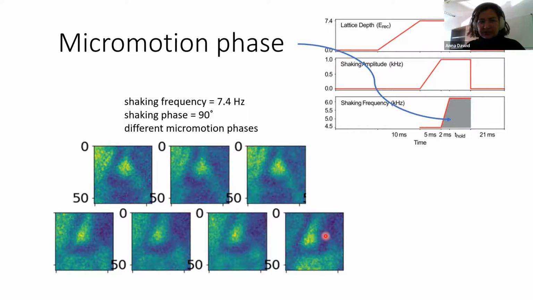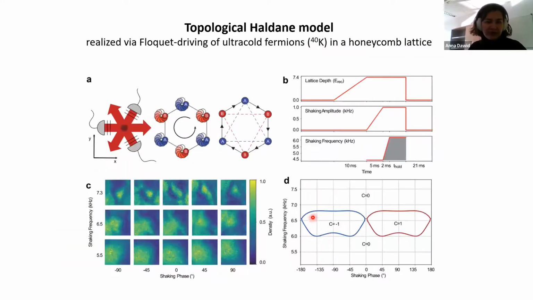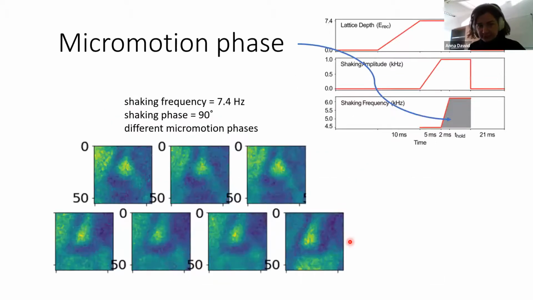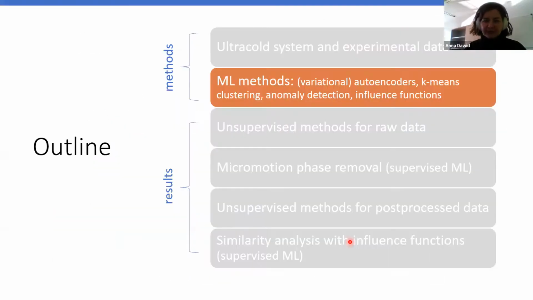Okay, so this is the data that we're gonna play with, and we hope that it will have enough information for us to decode this Haldane phase diagram with two trivial topological phases with Chern number 0 and two non-trivial phases. Okay, so this was the physics part, and now about the machine learning methods that we used.